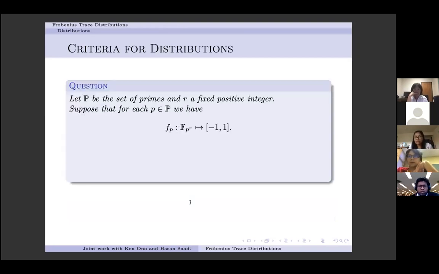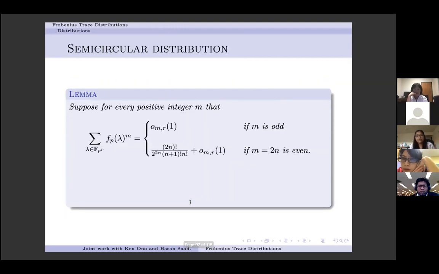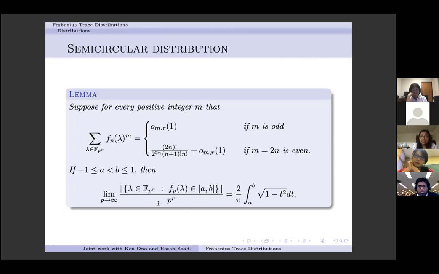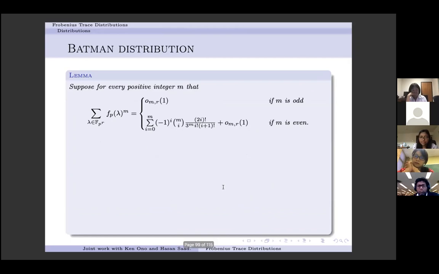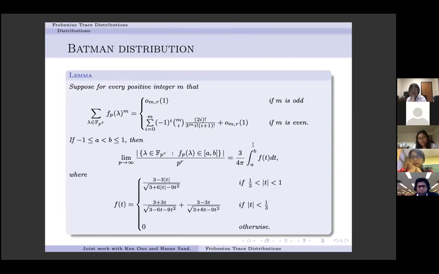This is a general question in probability. If we have a sequence, or maybe a family, of bounded functions, and we know their moments, how do we obtain their distributions? Here we apply the method of moments. To obtain our distribution, we prove two lemmas separately. If we have a family of functions f of p whose moments are given by these two terms, then the limiting distribution for this family of functions converges to this definite integral over the circle. And in the second lemma, we prove that if the moments of these functions are 0 if m is odd, and the even moments are given by this sum, then the limiting distribution would be given by this integral of f of t.